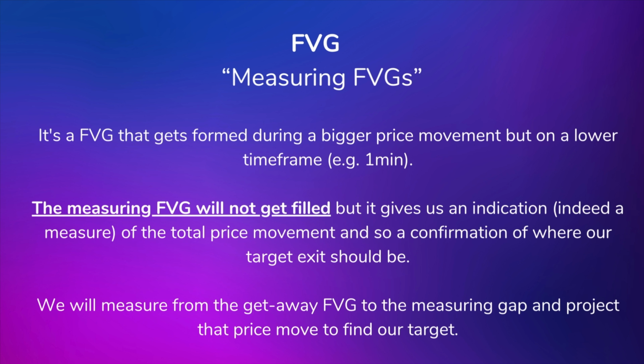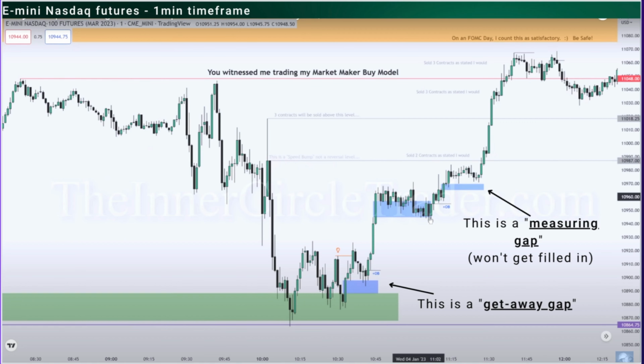We are going to measure from the getaway fair value gap to the measuring gap and project that price movement to find our target. So let me show it to you with an example. As we have seen before, the first fair value gap that we have here on the bottom in blue is a getaway fair value gap.